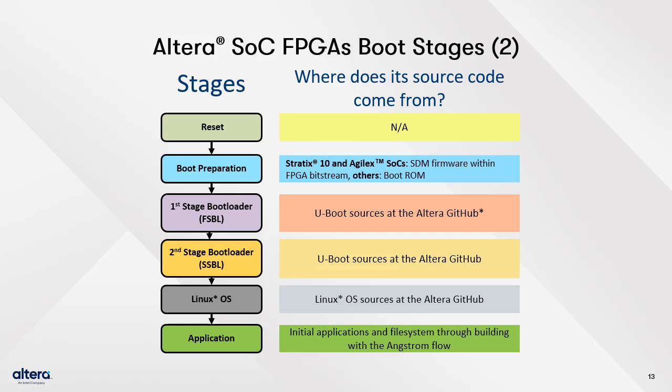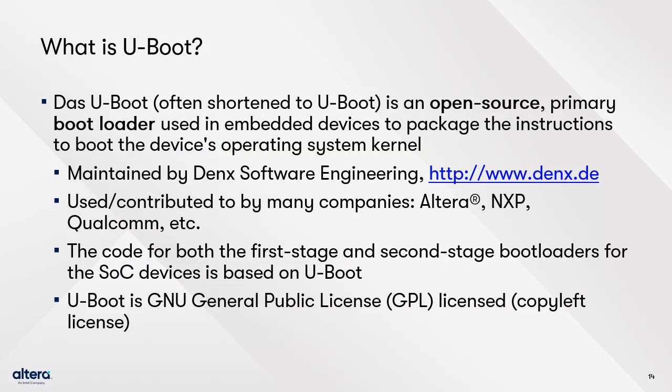The first stage and second stage bootloaders are compiled using the U-boot source that can be found at the Altera FPGA GitHub, which you learned how to access in the first part of this training. The Linux sources can also be found at the Altera FPGA GitHub. Initial applications and the file system for Linux can be built using the flow that we will discuss later on in this presentation. U-boot is used for both the first stage and second stage bootloaders for Altera SoC FPGAs.